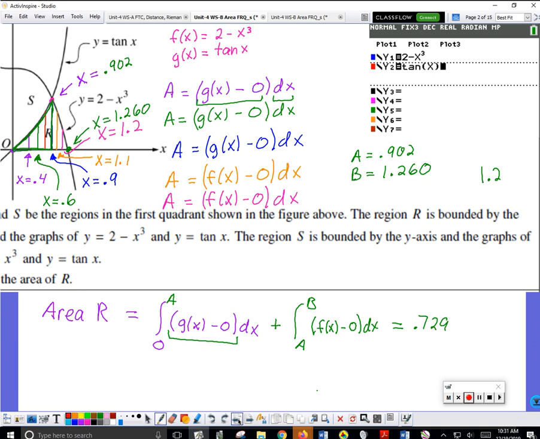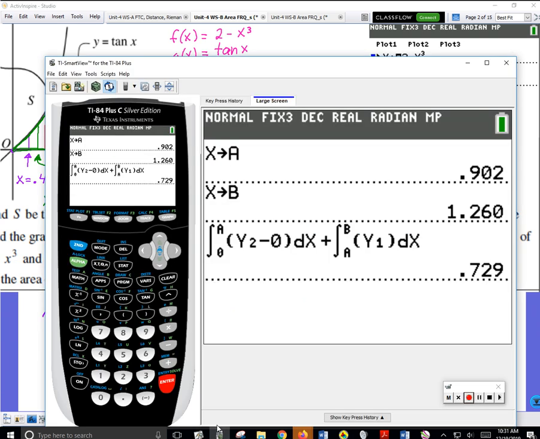Warning. In the calculator, the symbol is always Y2, Y1. You cannot use those symbols on your paper. It's considered to be illegal. So on the paper, you can't use Y2, Y1. You have to use F and G. Got it? Is it possible to choose that in the calculator? Not that I know of. I think that would be nice. I agree with that.